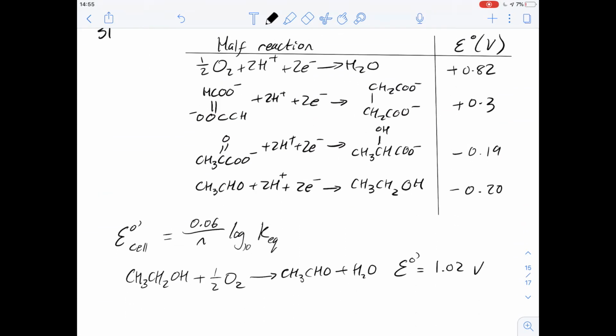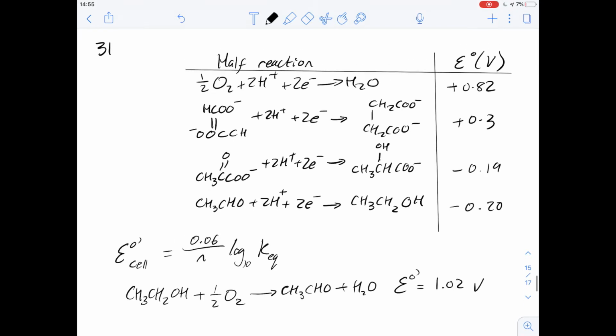If we look at our next question, then this is question 31, and we're given another table with some half reactions.